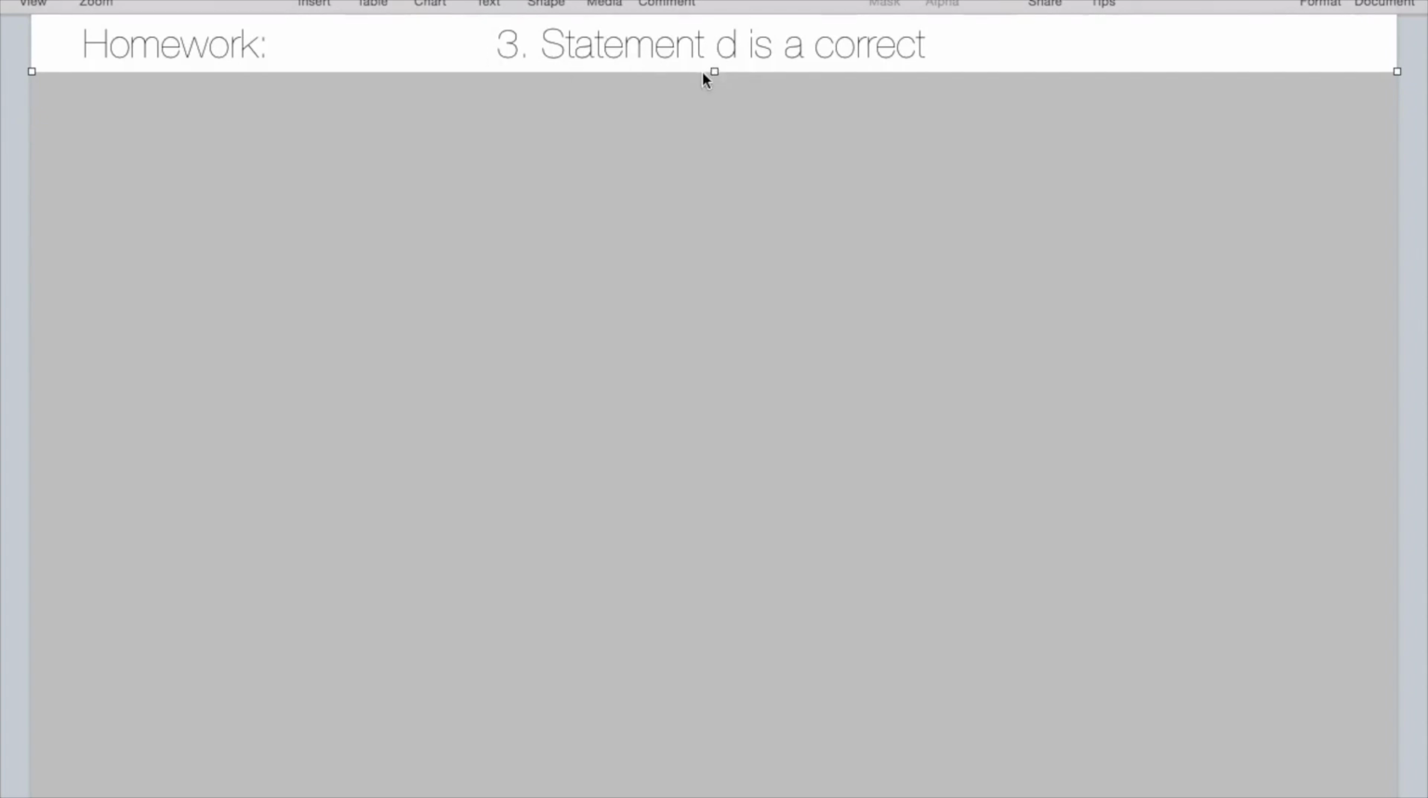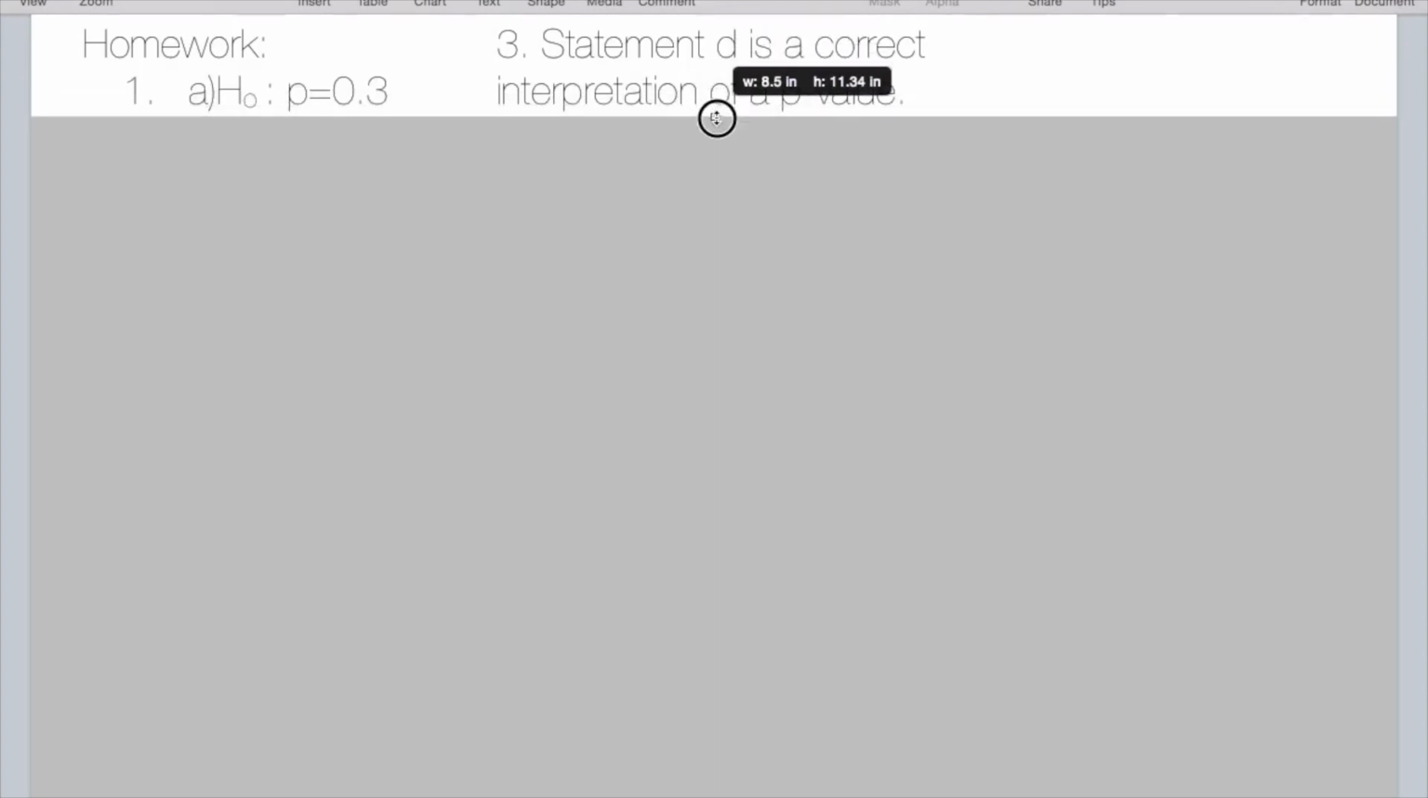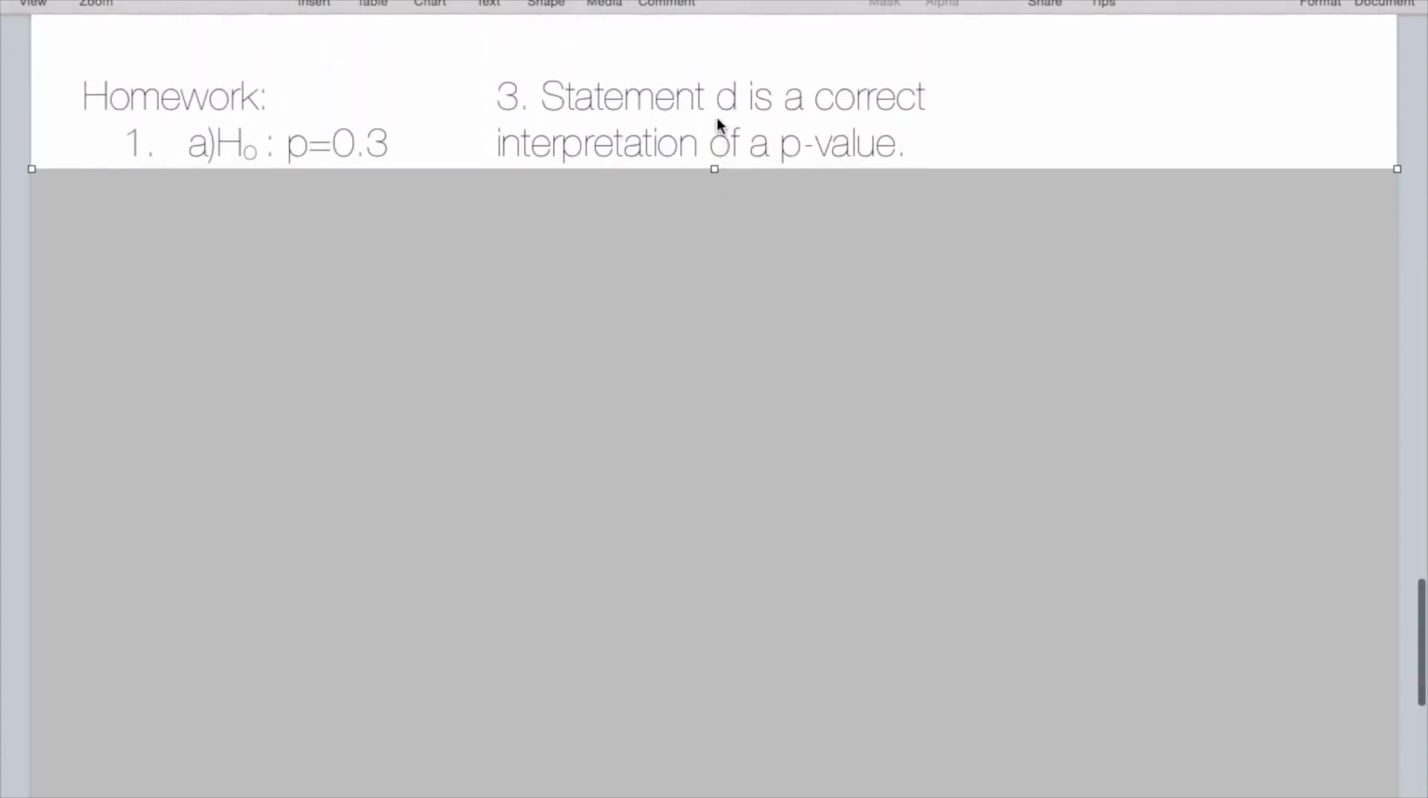So when we write our null hypothesis, we're going to assume the status quo. We're going to assume that what we're looking for is absent. It's no effect. So our H0, obviously, is going to be the proportion is 0.3. The proportion of negatives is 0.3.